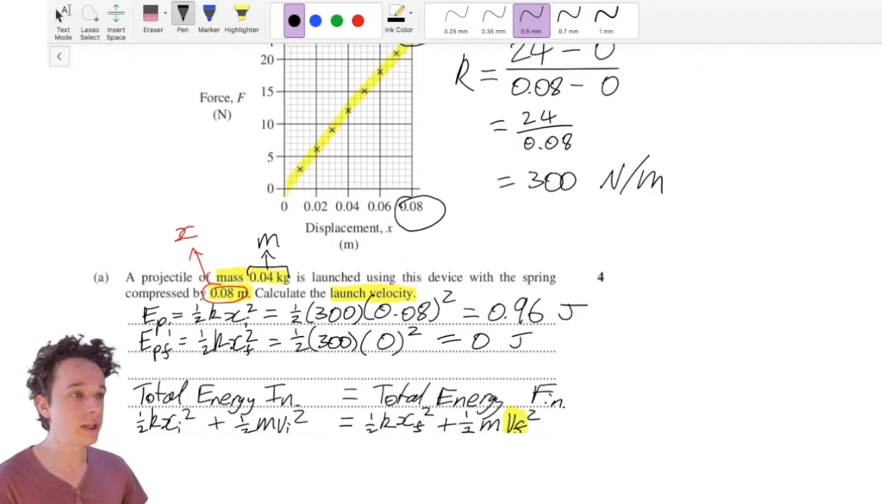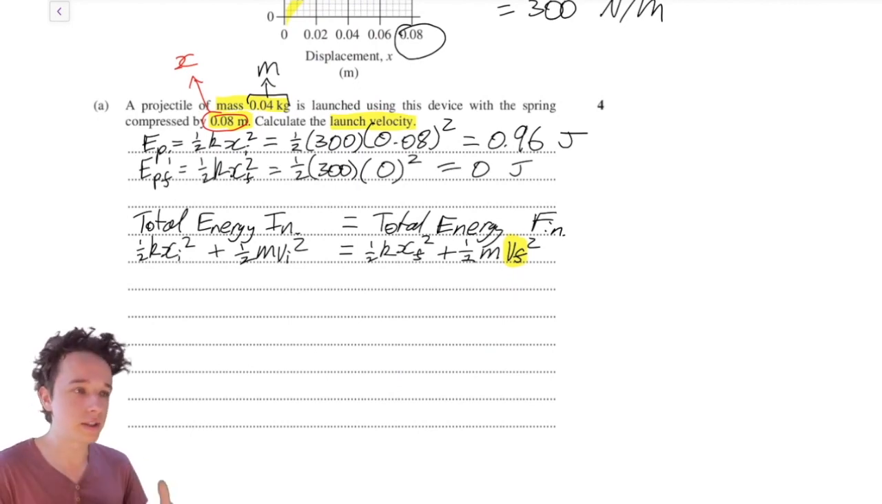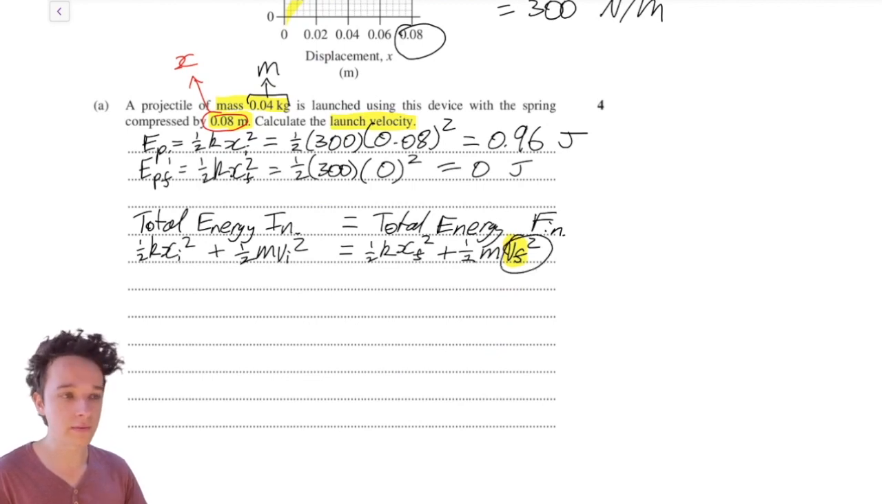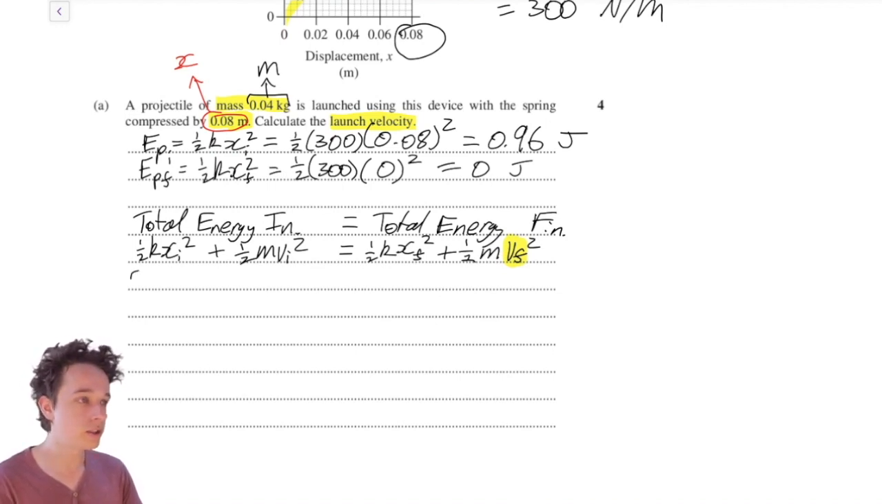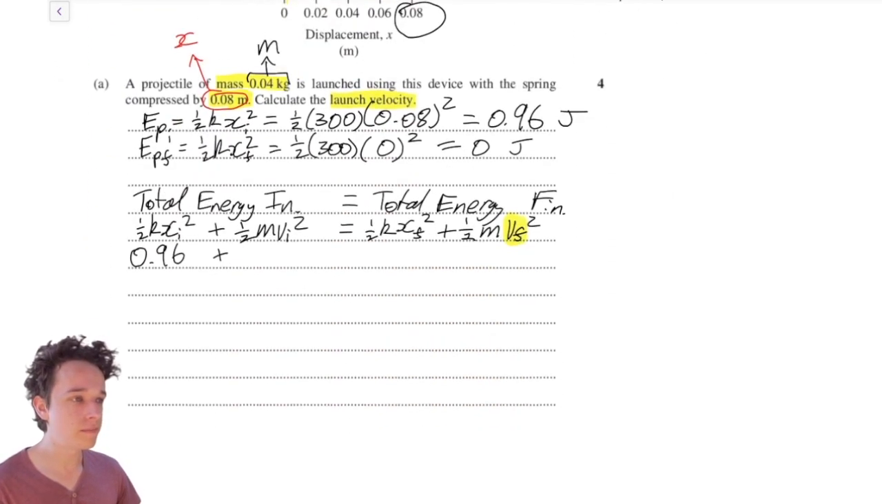And so all we need is values for everything else in this equation, or to make a bunch of other things disappear, in order to rearrange all of this for v f. And that's exactly what we're going to do. Half k x i squared we know is 0.96, so 0.96 plus half m v i squared. What's the velocity of the ball initially? Well, it's 0, because the spring isn't pushing it with any force to launch it yet. It's just stationary there, and so v i is going to be 0.